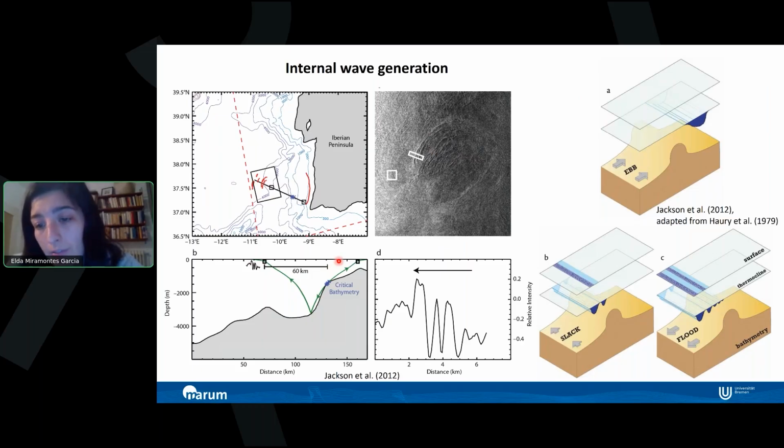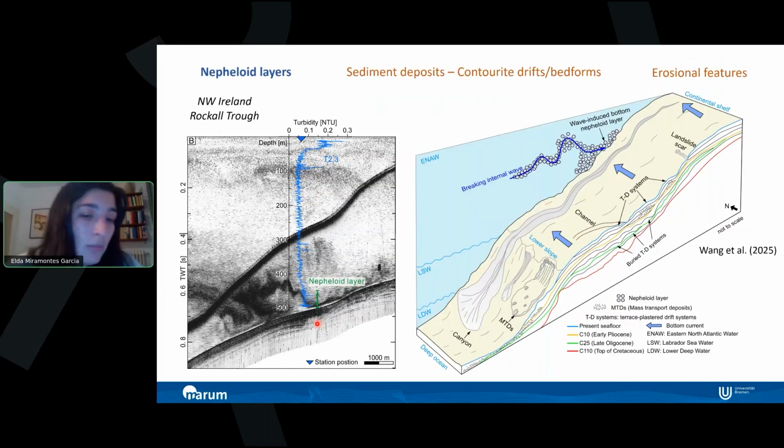We can also have them as lee waves, when there is an interaction with an obstacle. That's very typical in straits, for example. And then when we have the ebb and flood currents, this can generate on top of the sill some internal solitary waves that will propagate and at some point will break on a slope. And we see in many environments this interaction of internal waves with the seafloor.